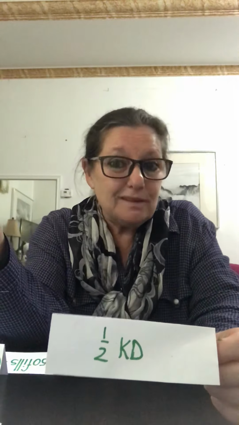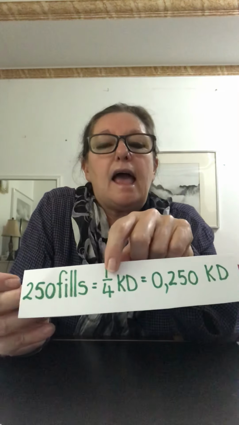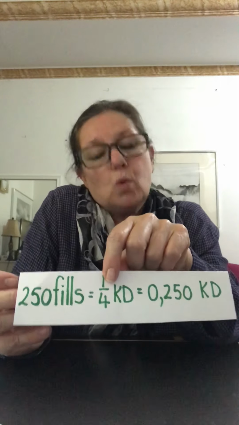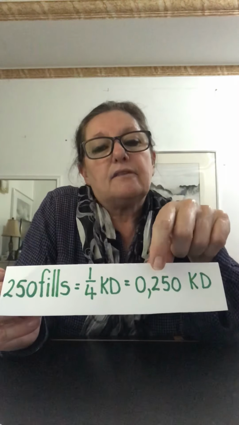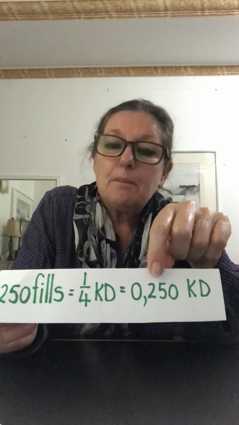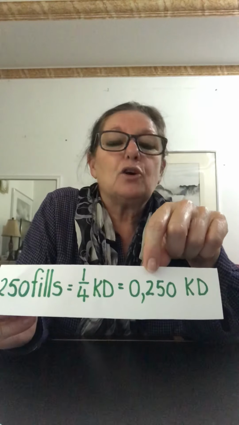Now, I've just made a few other little ones over here. I want you to have a look at this. If I've got 250 fills, I have a quarter KD. And if I change that to a decimal number, I have 0,250.